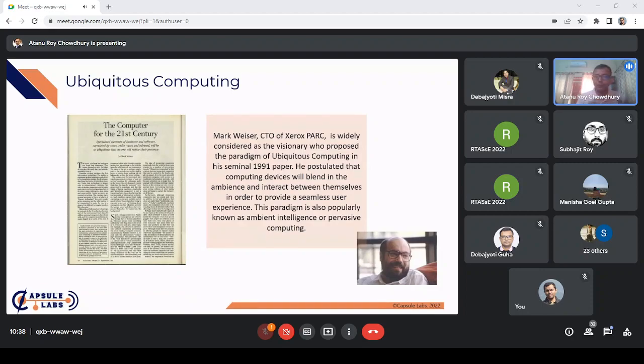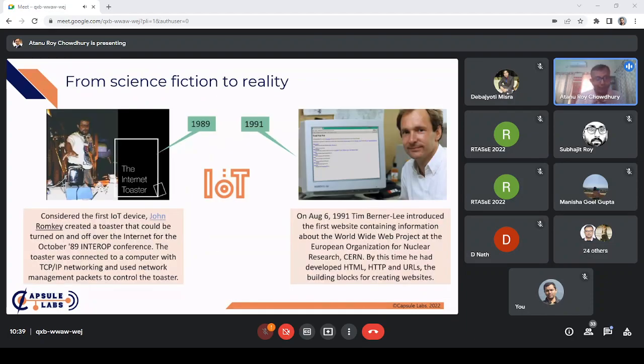So even though Weiser had been talking about it from 89 onwards, he came up with this paper on ubiquitous computing, or pervasive computing as it was known, in 91, and people generally wanted to connect things to the internet from very, very long ago. In fact, the first IoT device, the internet toaster, was demonstrated in 1989, 2 years before the first web page came out.